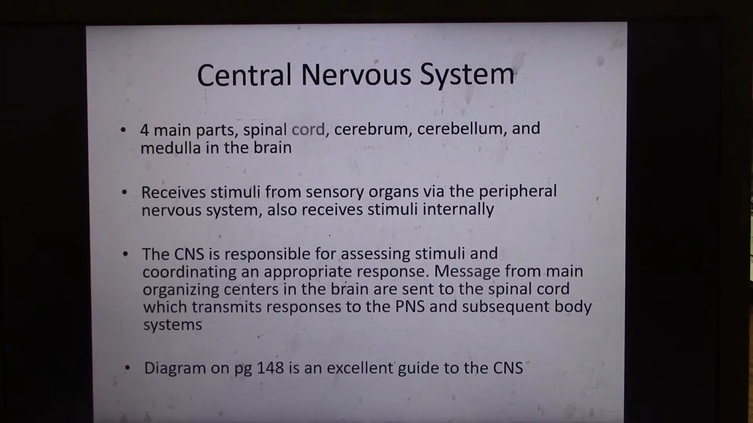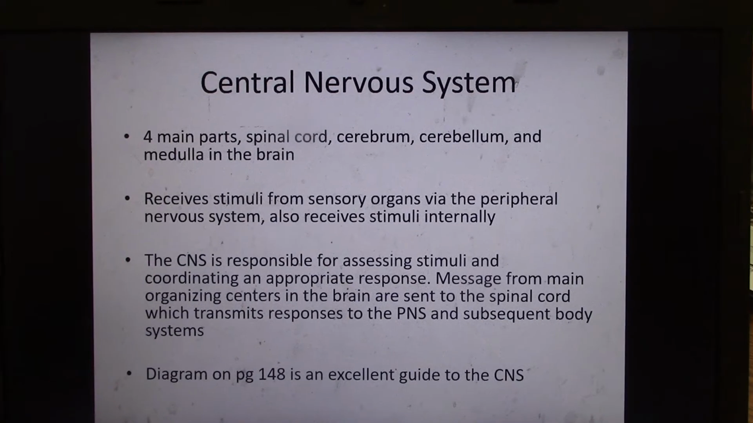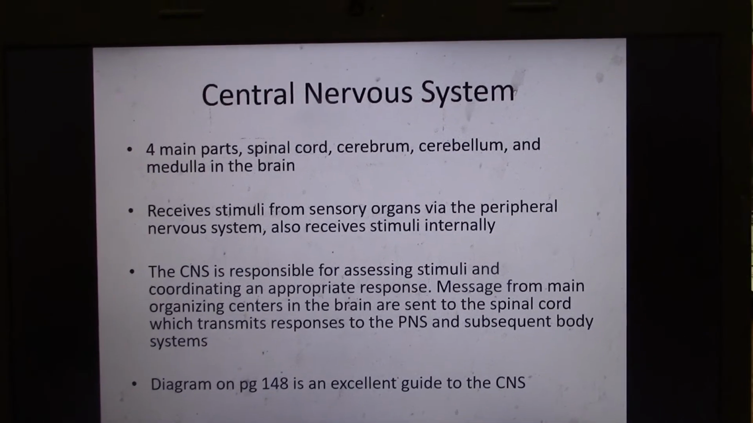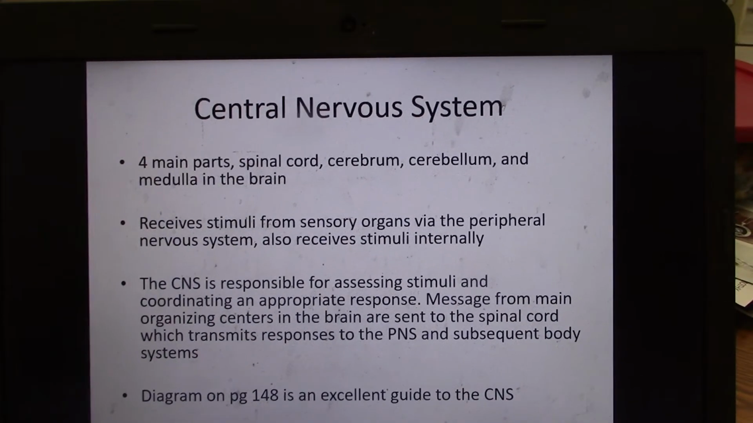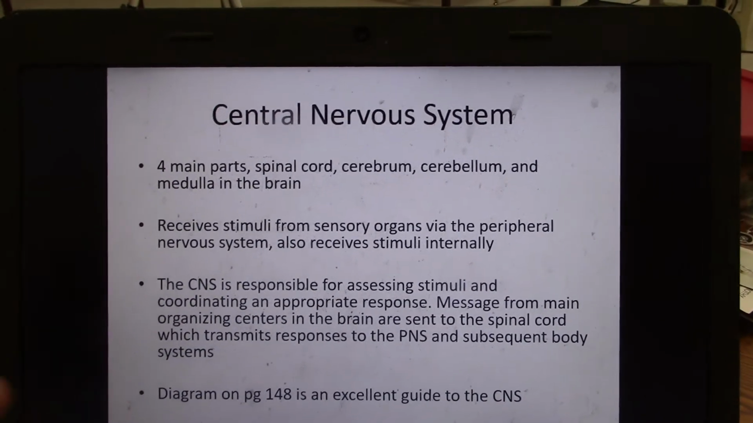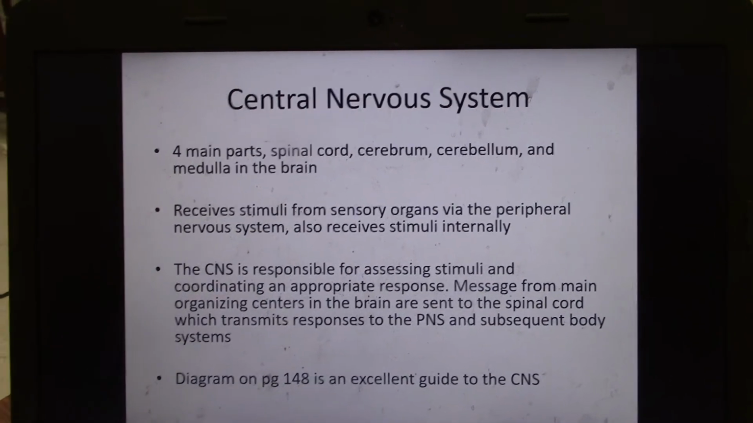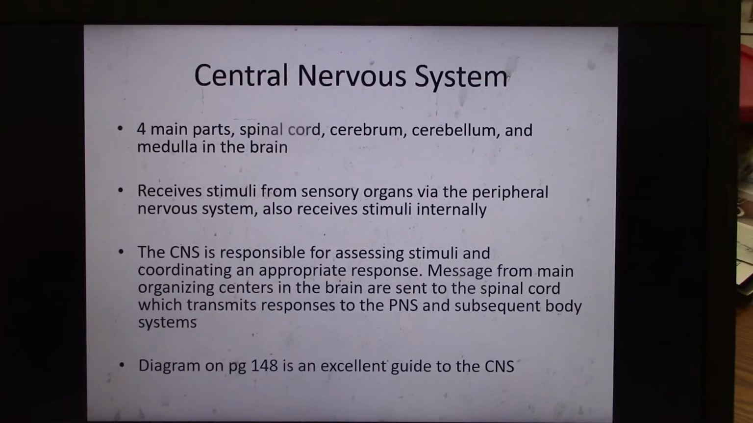So the message from main organizing centers in the brain is sent to the spinal cord, which transmits responses back to the peripheral nervous system and subsequent body systems, all right? So the peripheral nervous system sends stimuli in to the central nervous system and then shuttles them away to coordinate proper responses.